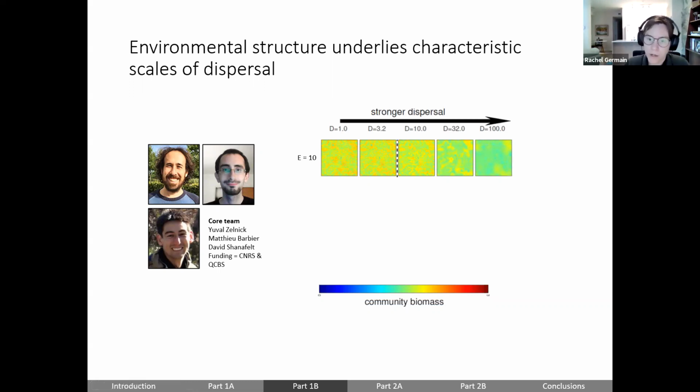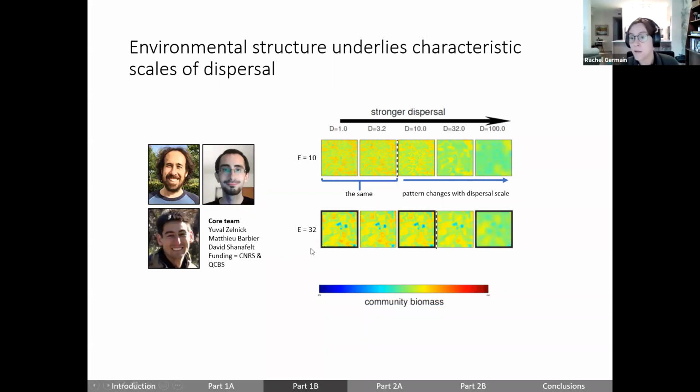The first thing I want to point out is that if we look at these first two blocks, they actually look the same. There's no difference between them that I can resolve with my eyes. If we look at these other three plots, same landscape but dispersal's really ramped up, we see that dispersal starts to matter and the pattern changes as we ramp up the dispersal scale. If we compare this to a landscape that has a coarser grain to it, specifically with a value of 32, we see that these first three panels are basically the same pattern. And it isn't until you get to these really high dispersal values that dispersal starts to matter at all.